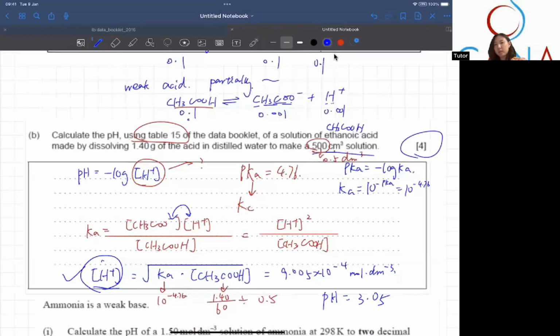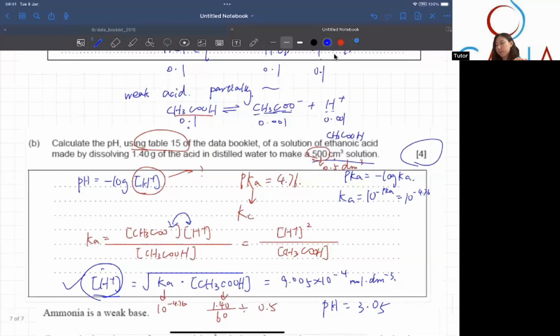This is a value that makes lots of sense because ethanoic acid is a weak acid. So it's definitely having a pH higher than 1. So in this type of calculation, if you get an answer that's even lower than 1, or lower than the strong acid, then it definitely means that you're wrong.